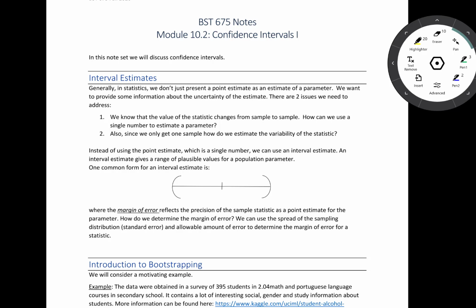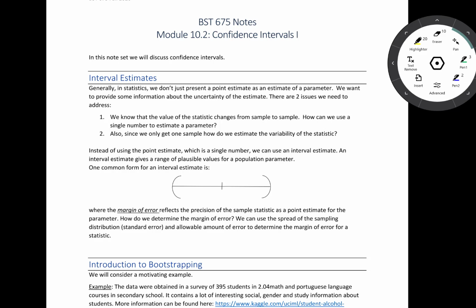In this set of notes, we're going to start talking about confidence intervals. And we're going to look at confidence intervals both this week and next week as well. So generally in statistics, we don't just present a point estimate as the estimate of the parameter. We want to provide some uncertainty about the estimate.